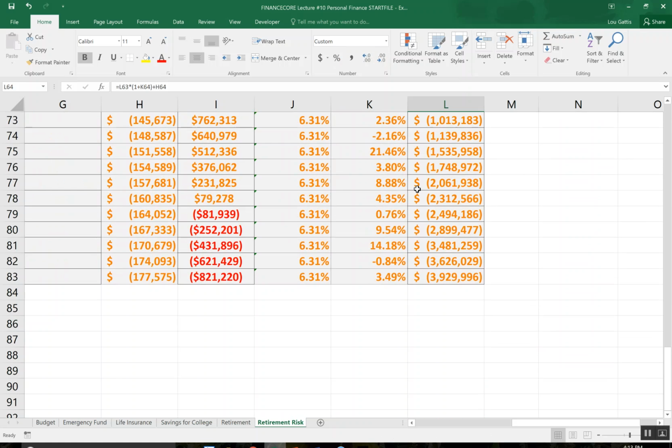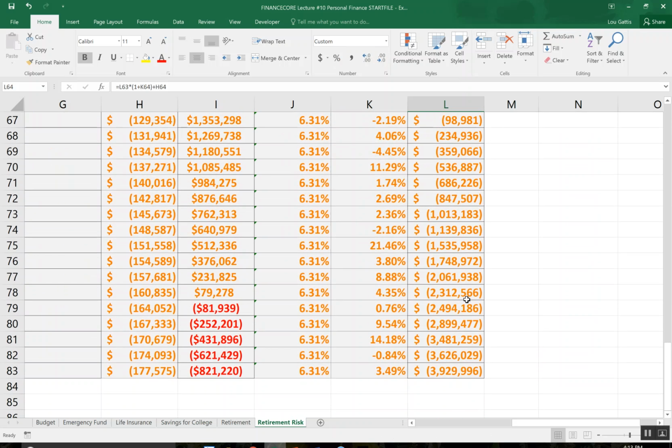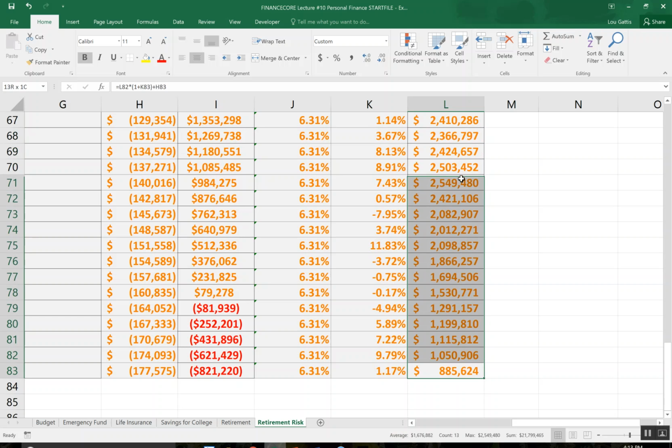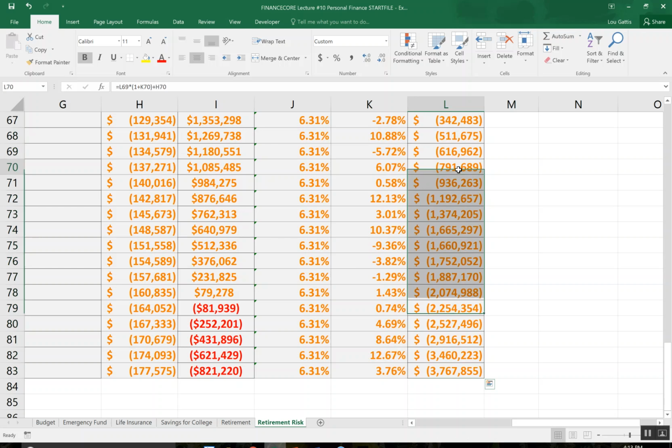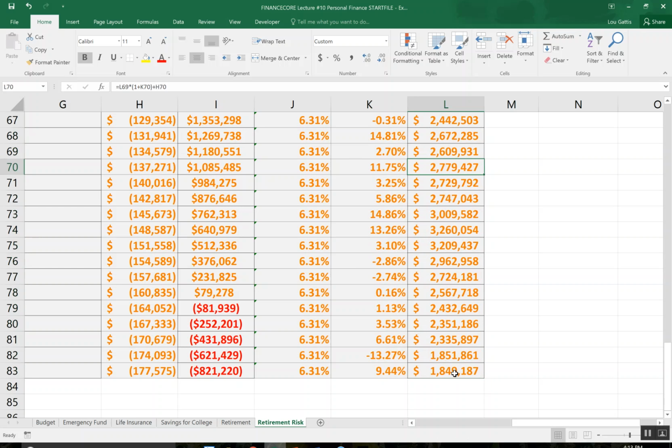Now every time I hit F9, I can see how my life ends. So this life does not look very good. It looks like the last 15 or 20 years I'm out of money. But if I hit F9, well, that one I just had just enough money. Oh, that one I ran out of money. That one I had just enough money.